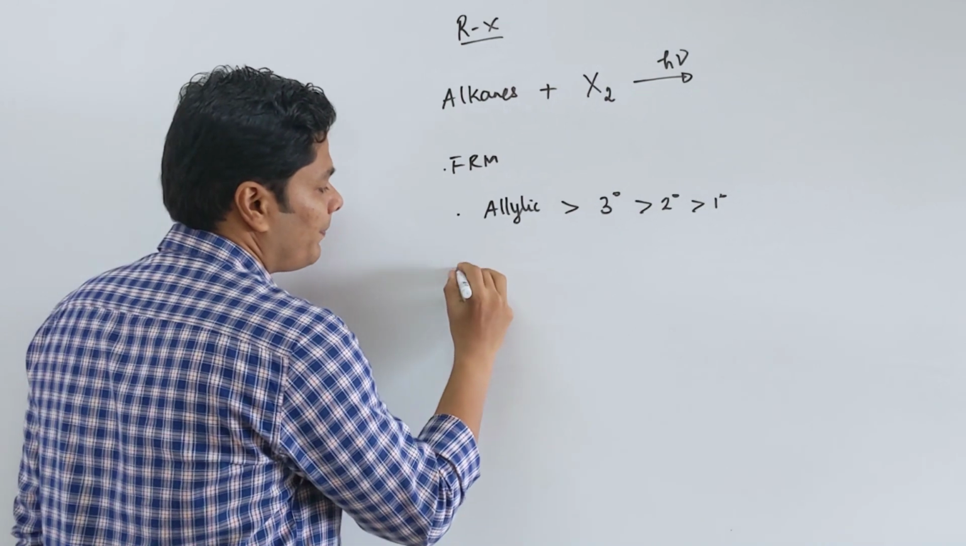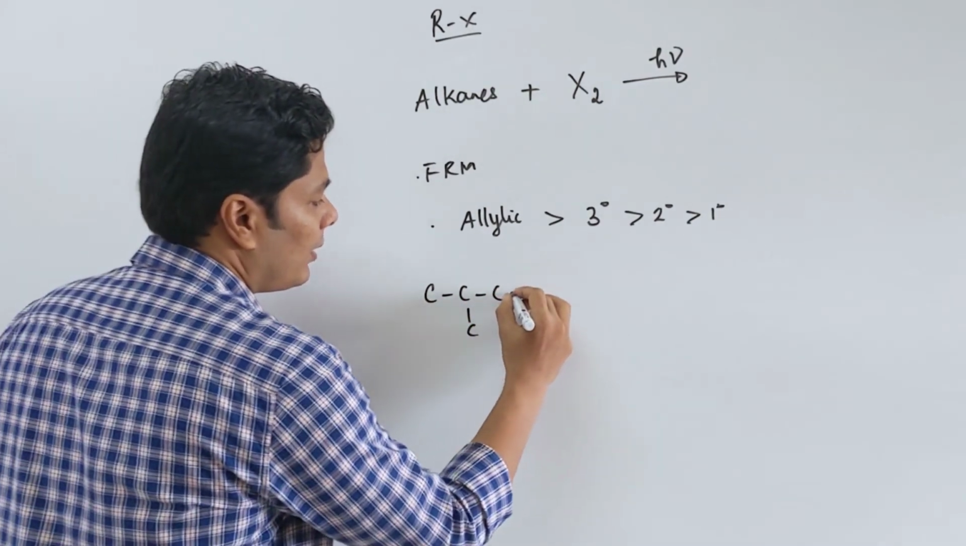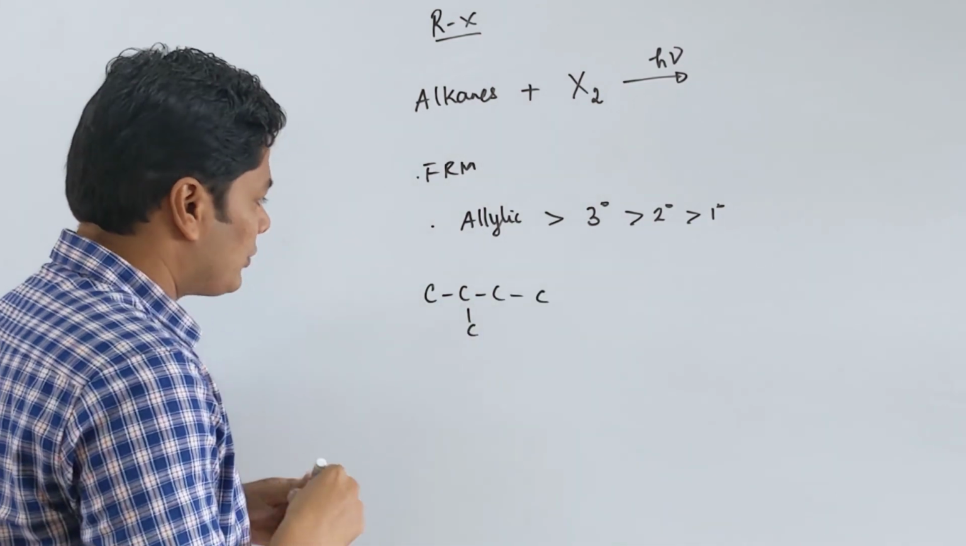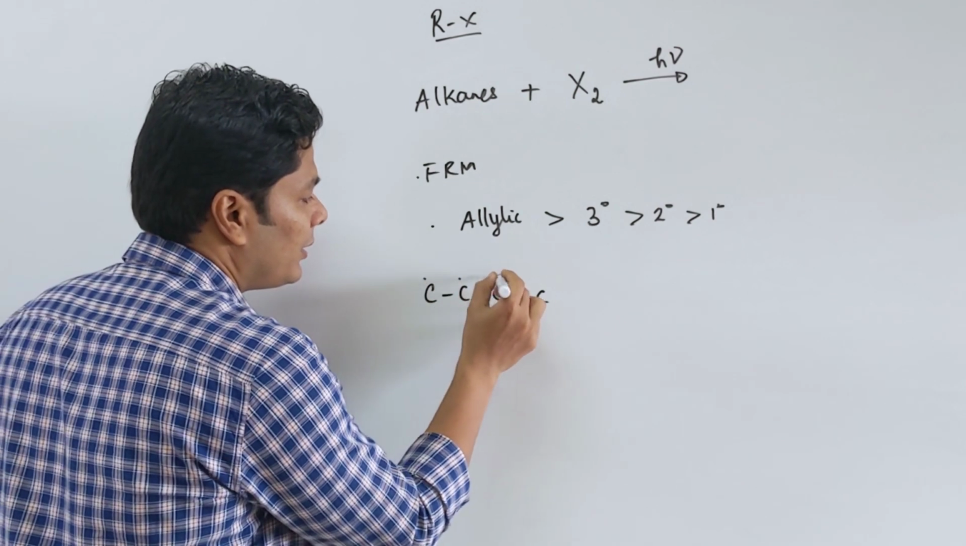For example, if we take this compound, let's even take this. So I have a possibility of free radicals here, here, here, here and here.